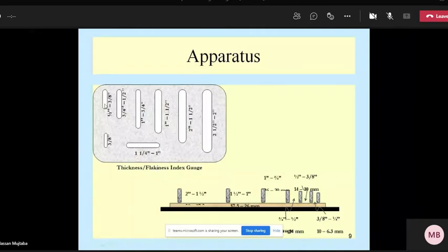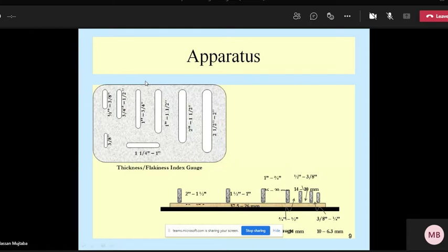So in this flakiness index experiment, we are going to find out the percentage of flaky particles in any sample, and that is referred to as the flakiness index. So it deals with the shape of the aggregate. If someone asks you to perform a shape test, you must apply flakiness index, elongation index plus angularity number. These three tests tell you about the shape of the aggregate.